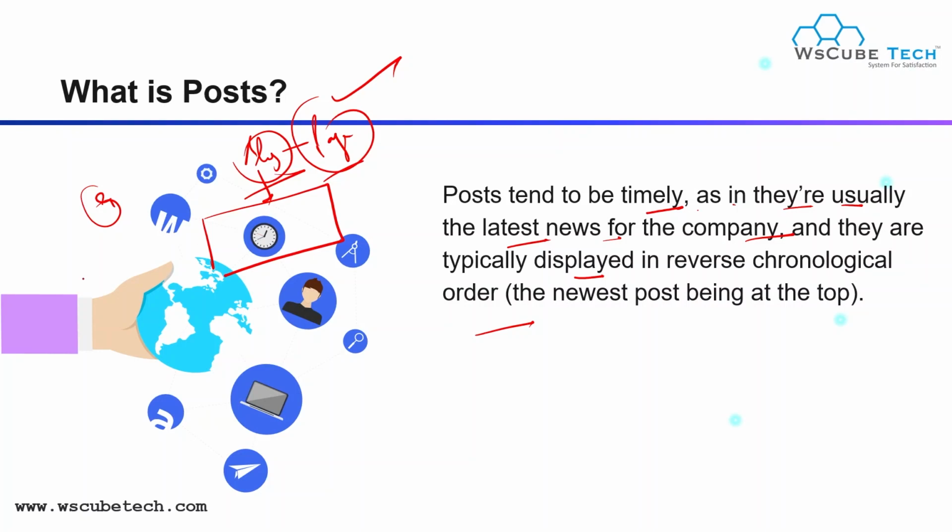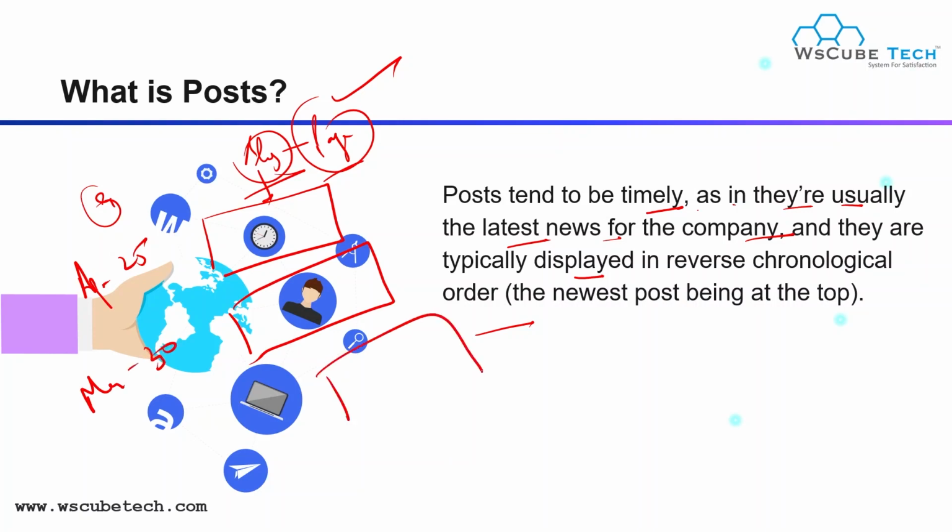This is post 1 for April 25. Then another post for March. This is another post of February 28. So this order is known as reverse chronological order. It means whatever is the newest post should be displayed at the top. This is your reverse chronological order.